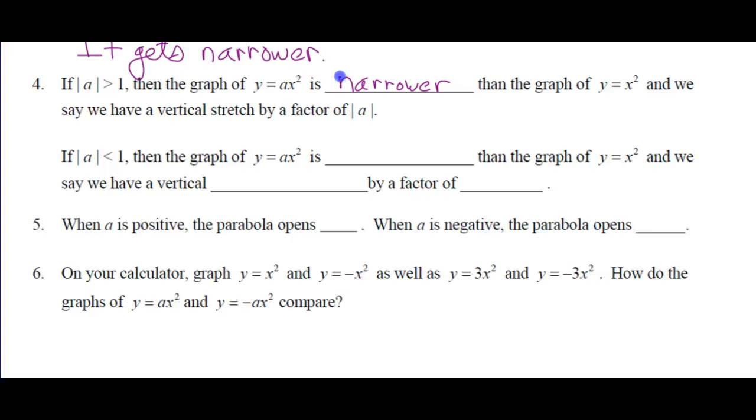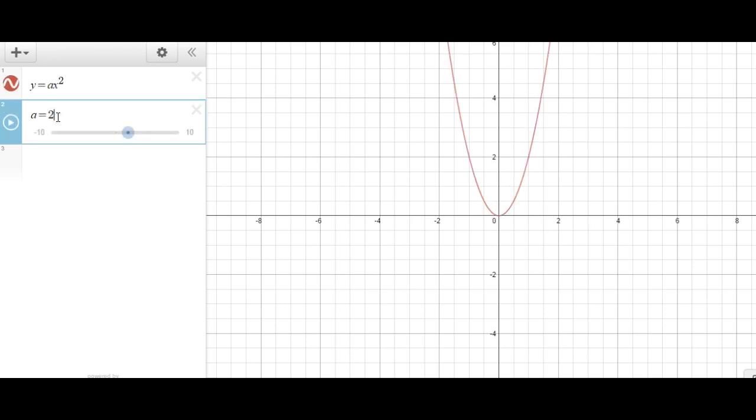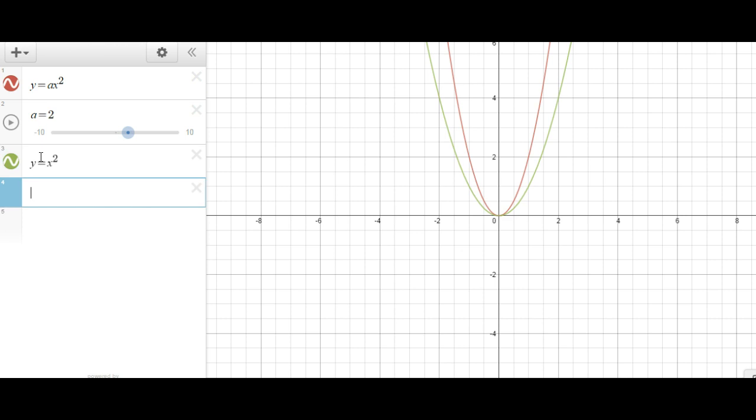Okay, so here, let's pop back. Let's set A to 2. There's 2. And here, let's just graph y equals x squared so we have a reference. So there's y equals x squared, which is the green, and there's y equals 2x squared, which is the red, and it's narrower.